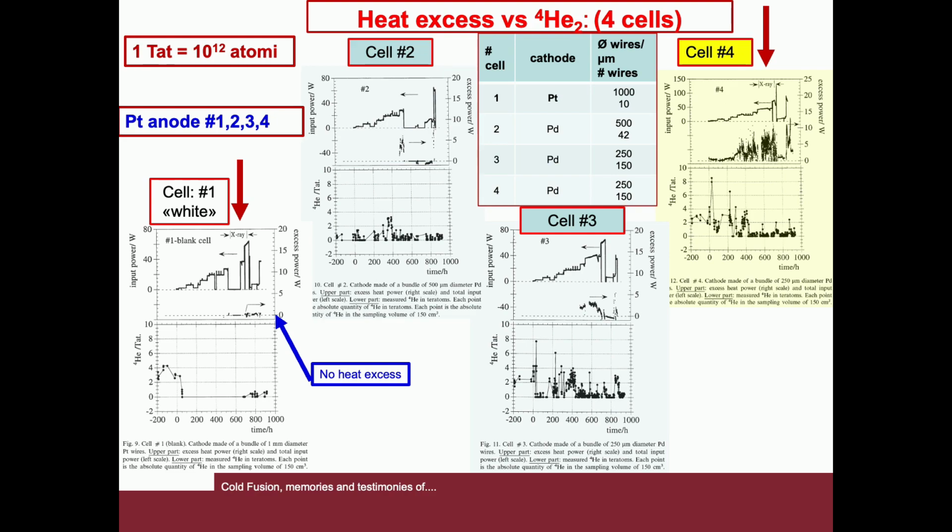It's indicated for cell number 1 and also for cell number 4 the exposure interval of both to the X-ray film. The difference between the cells with the palladium cathode compared to the white cell can easily be observed also qualitatively.